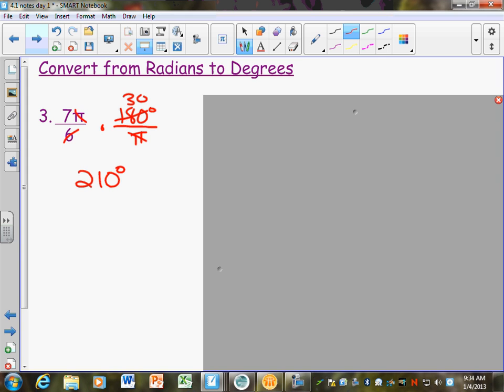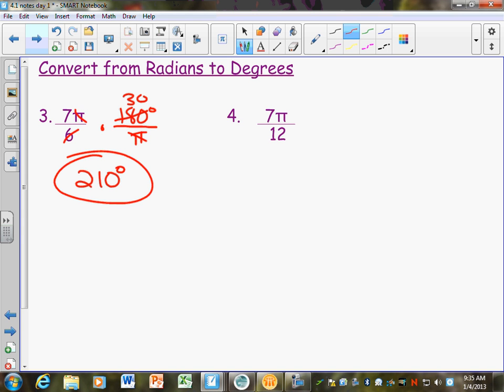It's really, really important you put that degree symbol, because when I'm grading something, if it doesn't have a degree symbol and it's in degrees, I don't know that, and I think it's in radians. So it's really important that you put the degree symbol there. So you do the next one. Then we'll move on to our last topic of the day.